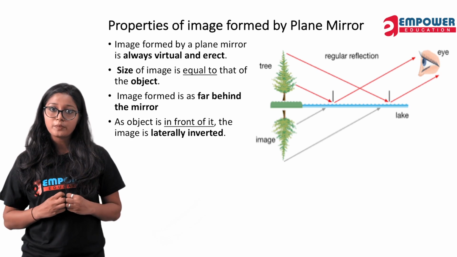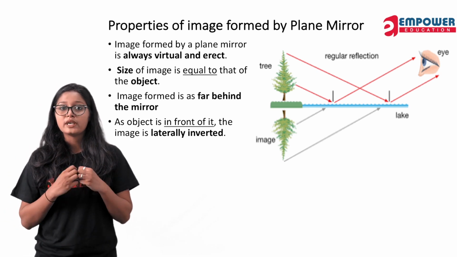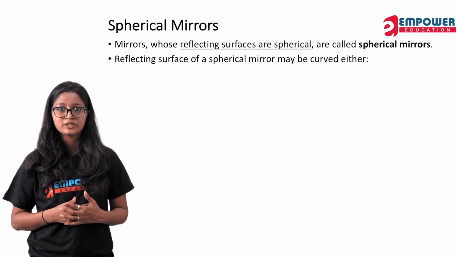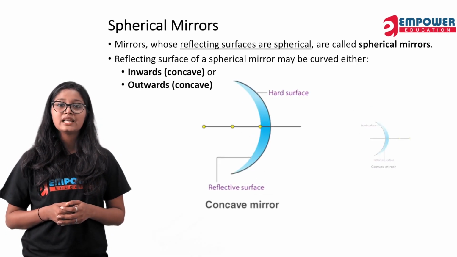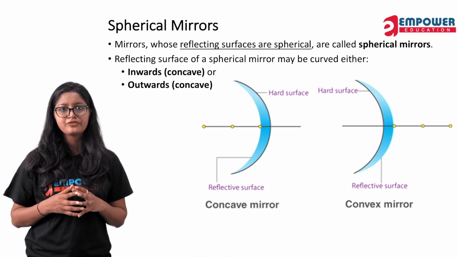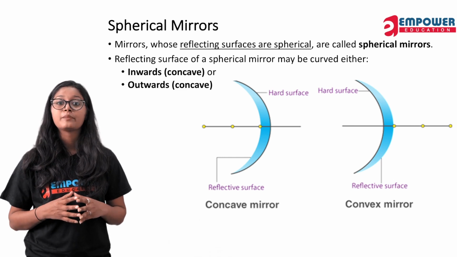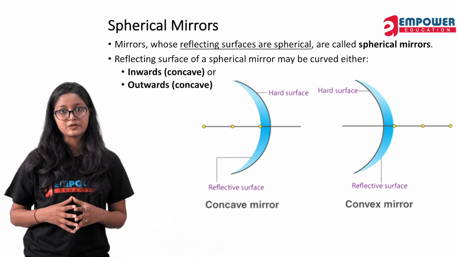So, these are the properties of the image inside a plane mirror. Now, we had a look at the image formation by a plane mirror. Now, this phenomenon of reflection is not only applicable to a plane mirror, but also to spherical mirrors.